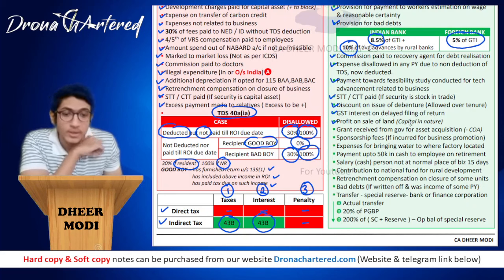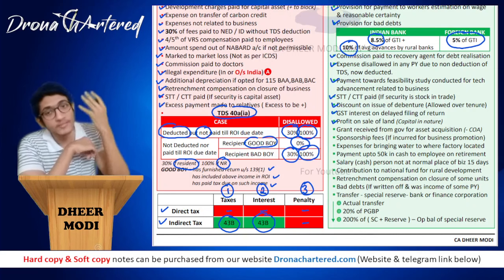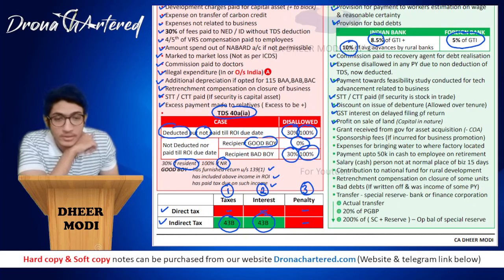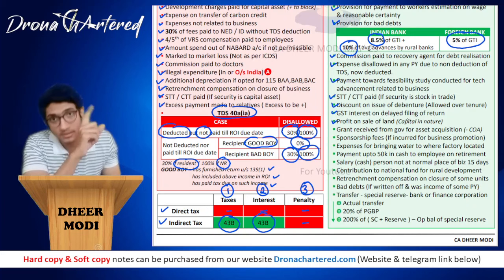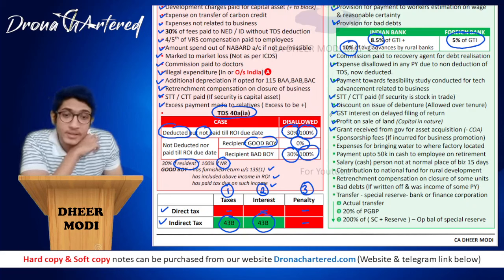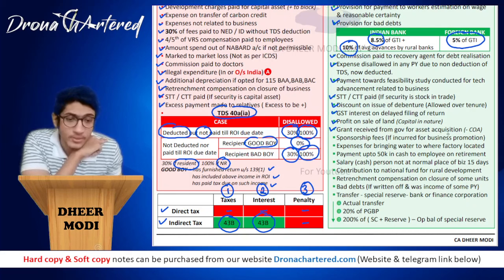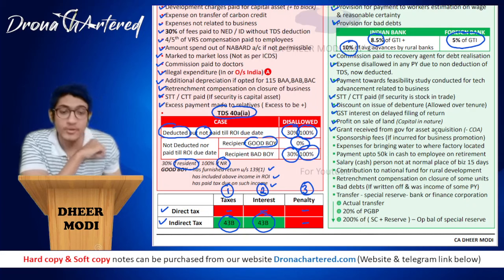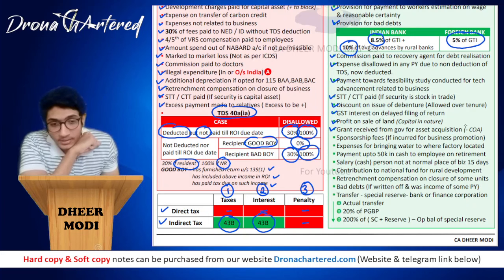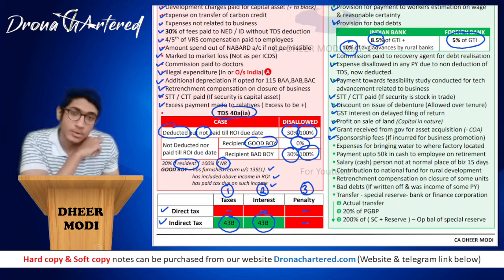Any profit on sale of land, since this is capital in nature, if you have already added this to your PGBP, we will allow you to subtract this there because this is capital in nature. This will not come under PGBP income. So only if you have already added this will we allow you to subtract. Grant received from government for asset acquisition. So if you have received any grant from the government for any asset acquisition minus your cost of acquisition. Then sponsorship fees, if incurred for business promotion, we will allow you to subtract it.